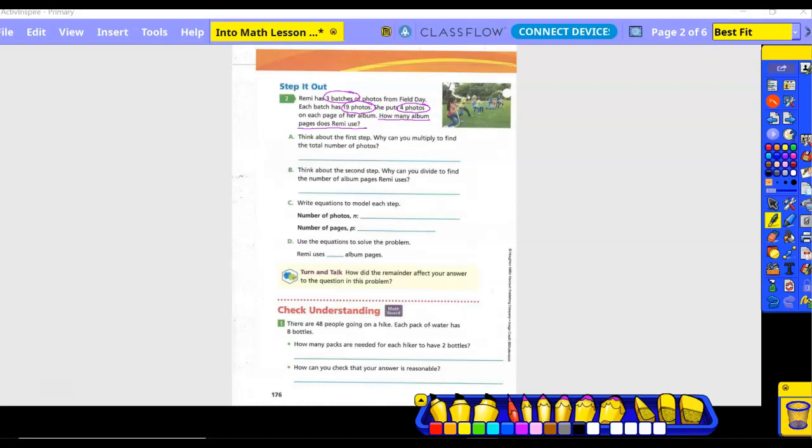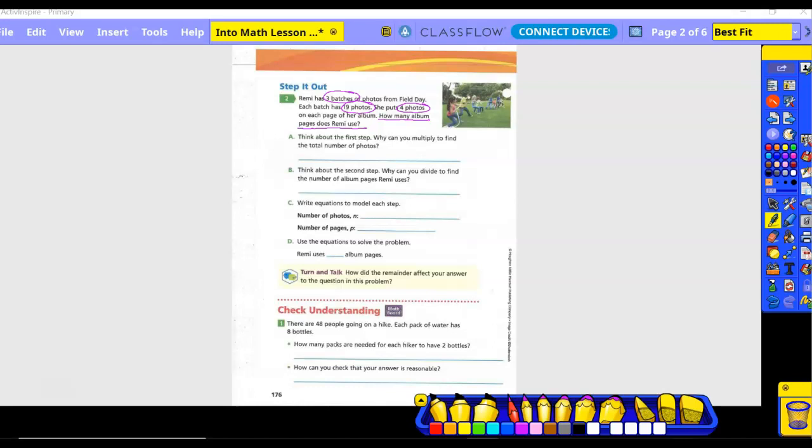Why can you multiply to find the total number of photos? So why would we multiply? Because we want to find the total, right? Does that get us a bigger number? Yes. If we divided, that would give us a smaller number. And would that be the total? No. Okay. Letter B. Think about the second step. Why would we divide to figure out how many pages she needs? Because you have the total, and she can put 4 on each page. So does that mean you need a bigger number or a smaller number? A smaller. So that's why we would divide, right?